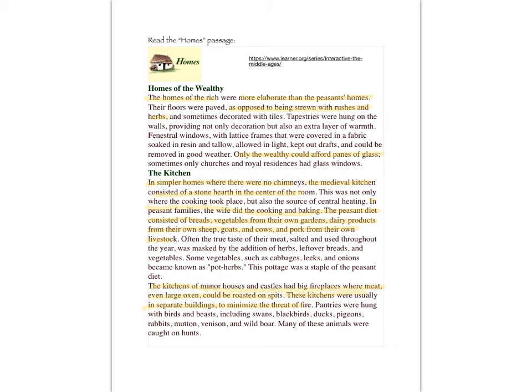So both description of the actual home and then the kitchens, it's compare contrast. And if we were to put this stuff in a Venn diagram, I'm guessing the only thing that we could find that they have similar is they were probably cold and drafty, and the kitchens used a fireplace to cook. But the homes of the wealthy were much different, more elaborate than the homes of the peasants. And the kitchen in the peasant home really wasn't a kitchen. It was just a stone hearth in the center of the room. So this one is an example of compare and contrast.